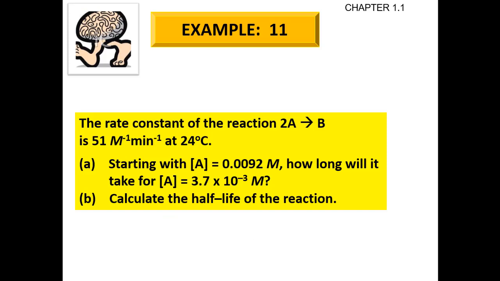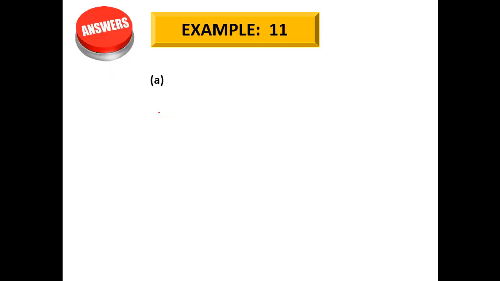Okay, so another question dia bagi rate constant dia 51 per molar per minute. Dia bagi initial concentration. Dia tanya how long it will take for the concentration to reach 3.7 times 10 to the power of minus 3. Ini adalah At. Apa yang kita nak cari sekarang adalah time. And this is your K value, it is already given lah. So you substitute the value terus je lah.